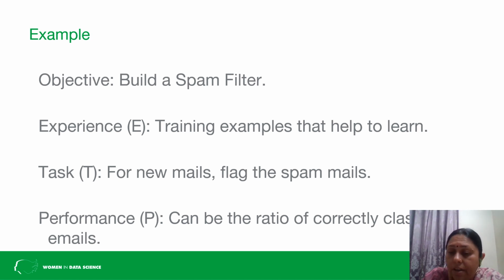The task T is nothing but when our classifier, our filter, is able to figure out the spam mails from your non-spam mails. Performance: obviously, when we have built our spam filter, we need to see whether it is rightly classifying our spam and non-spam mails. And this is the meaning of performance measurement. It is nothing but the ratio of correctly classified emails.